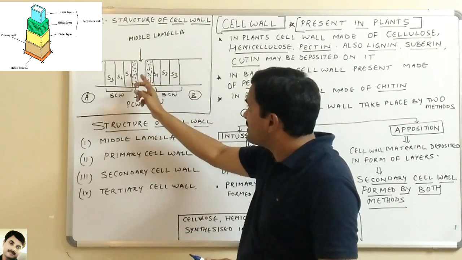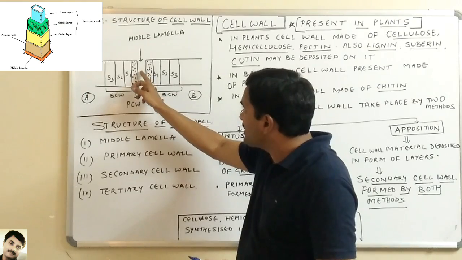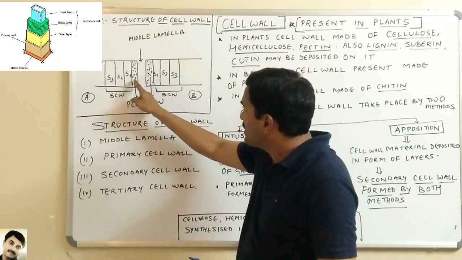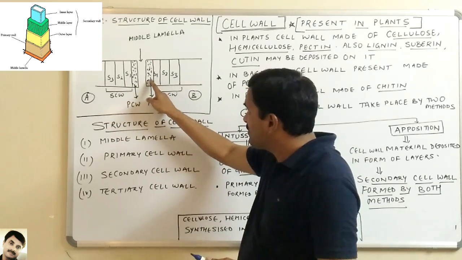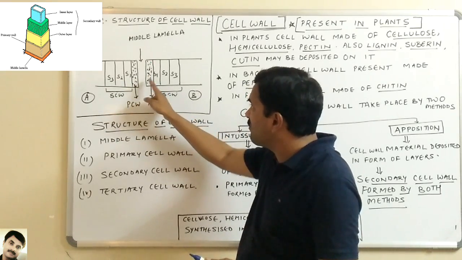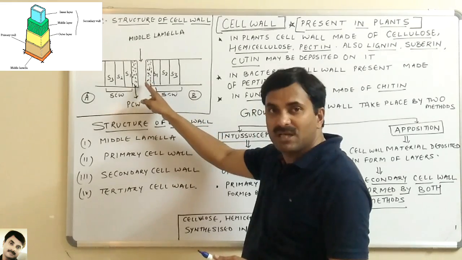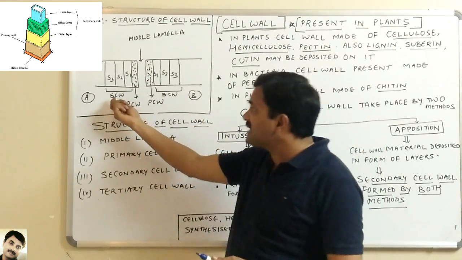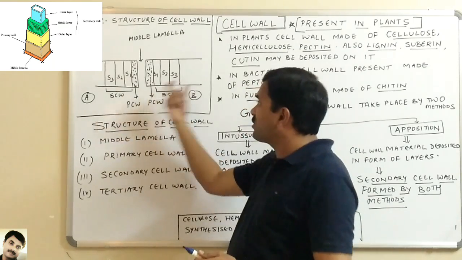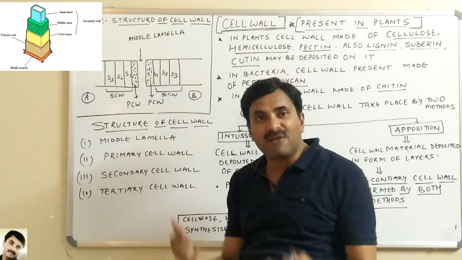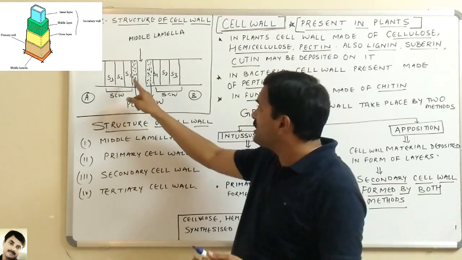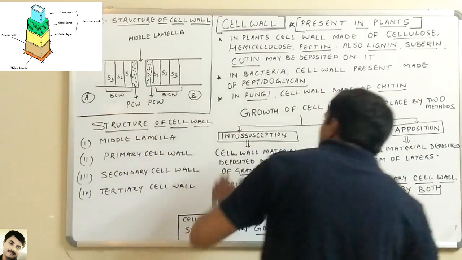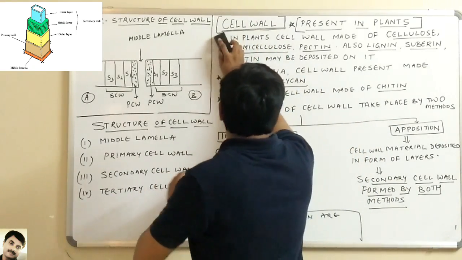The middle lamella. And on either side of the middle lamella, this and this is the primary cell wall. So the location of the primary cell wall is that it is present on either side of the middle lamella. And inner to the primary cell wall is the secondary cell wall, here and here. The secondary cell wall is itself composed of three layers, known as S1, S2 and S3. So let's discuss the structure of the cell wall in detail.